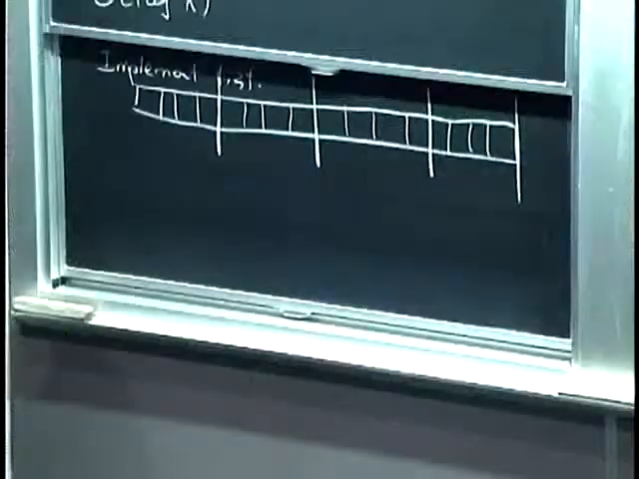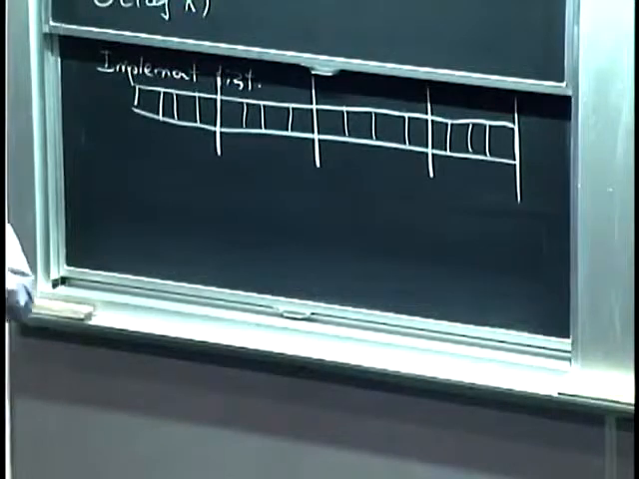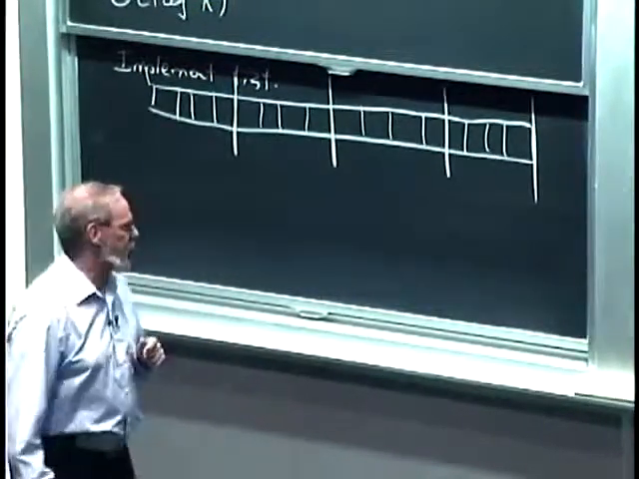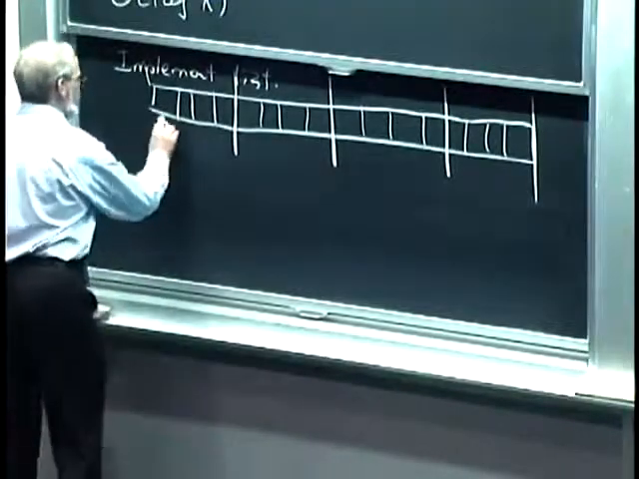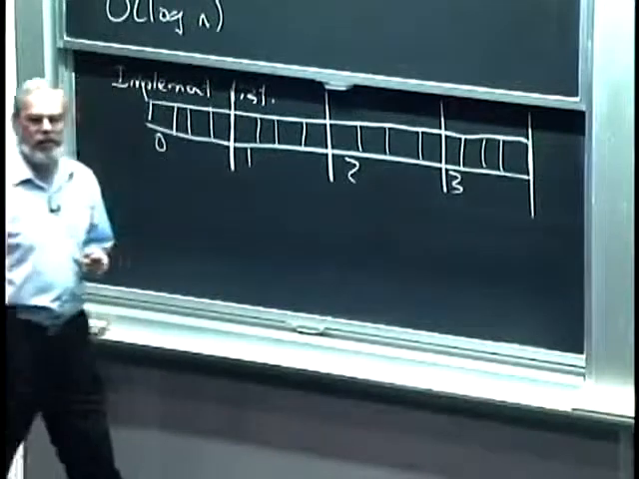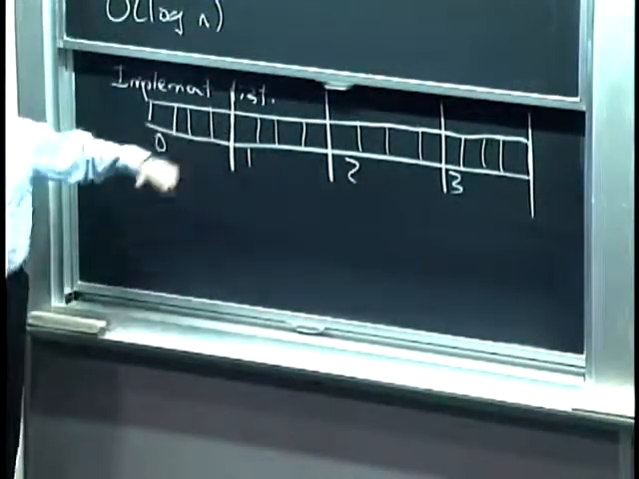But one of the ways to think about this list in memory is that I could decide in constant time how to find the ith element of a list. So in particular, here's where the 0th element of the list starts. There's where the first element starts. Here's where the third element starts. These are just memory cells in a row.